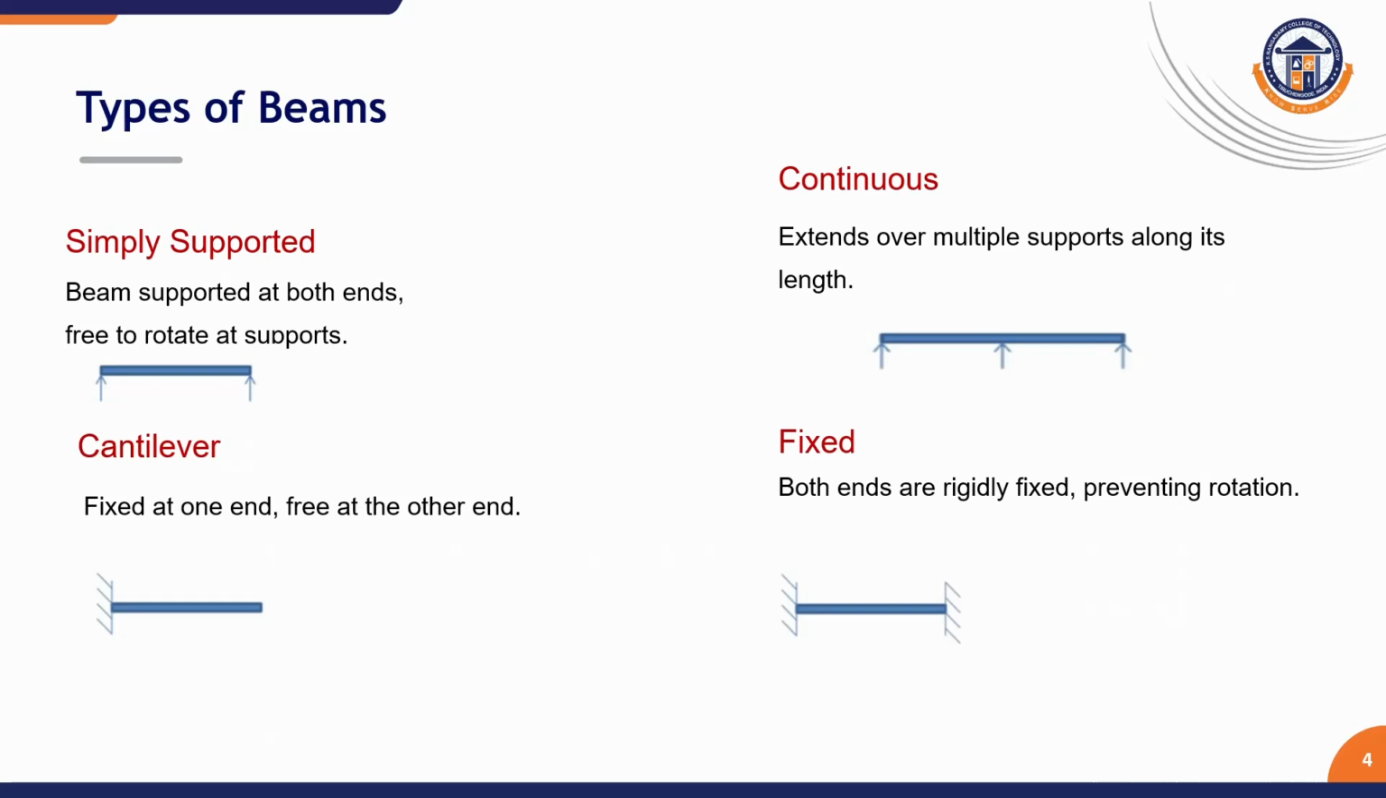Continuous beam. A beam extending over more than two supports is called a continuous beam. It provides better load distribution. And fixed beams. Fixed beams are those whose ends are fixed, preventing rotations. This results in lower deflections but higher internal stresses. Each beam type behaves differently under different loading conditions.